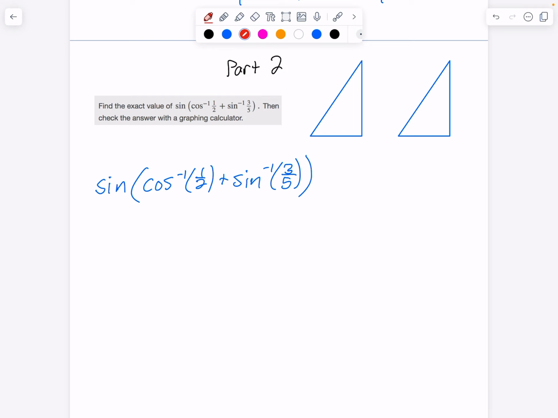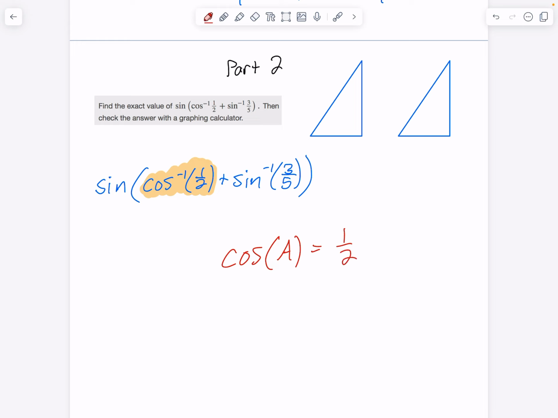Okay, so let's focus first on just this, inverse cosine of 1/2. Remember, when I have just cosine, I plug in an angle and I get a value. That's what that's saying. I'm not going to try to figure out what inverse cosine of that is, and you'll see why. I'm just going to acknowledge that the answer to that highlighted problem is an angle. So that's actually equal to A.